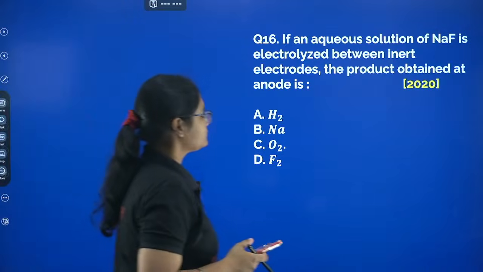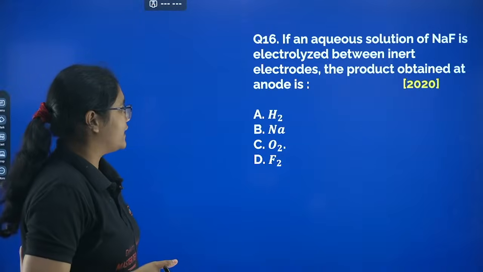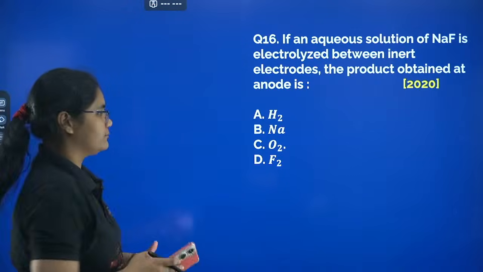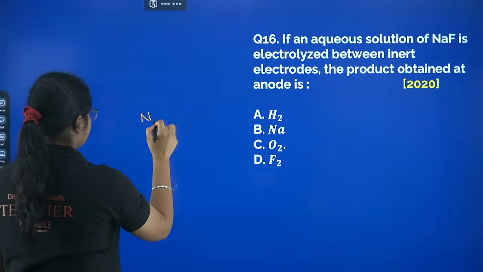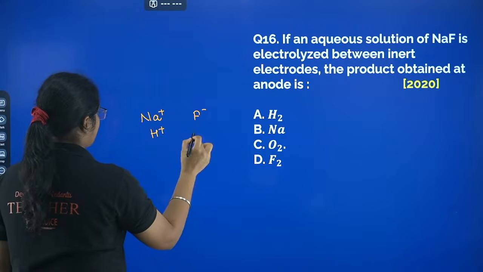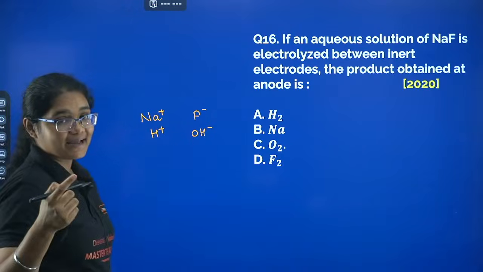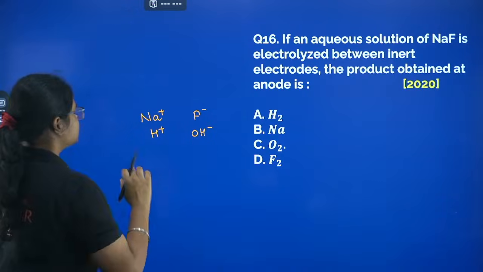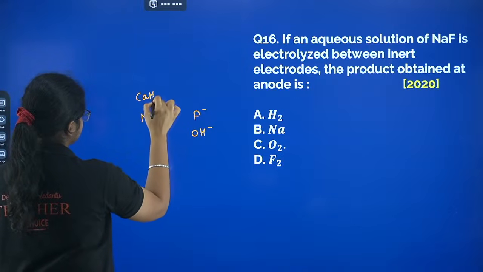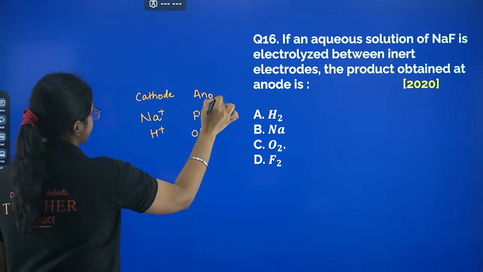Next question. If an aqueous solution of NaF is electrolyzed between the electrodes, the product obtained at anode is, okay, again we have, see, Na plus you have and F minus you have, H plus you have, OH minus you have. So these are your cations, right? Positively charged ions. So they will move towards cathode and this one will move towards anode.